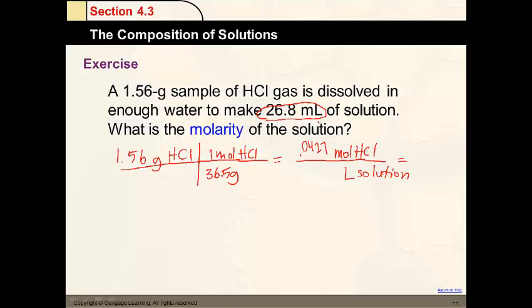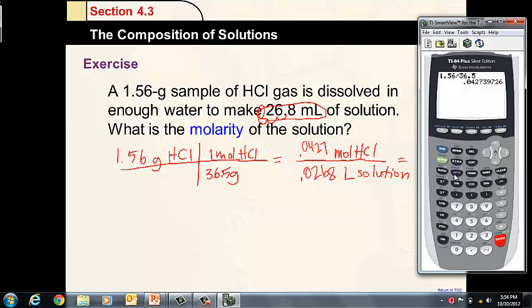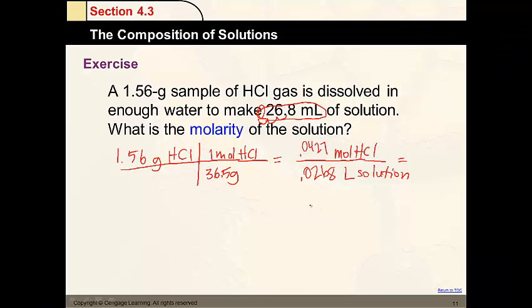Okay, we also have the number of milliliters. We've got to convert that into liters. Move the decimal point over 3 places: 1, 2, 3. So that is 0.0268. Then we'll divide this out, and we end up with a molarity of 1.59. And you can just use that capital M.